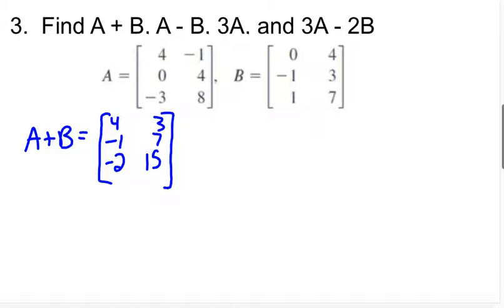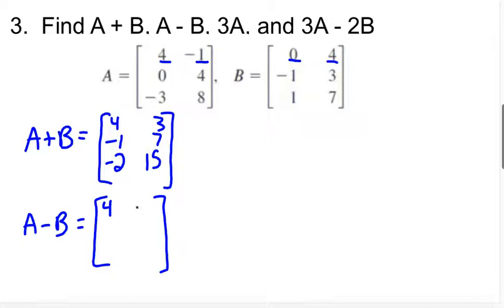Now the next thing that we want to find is A minus B. Okay, so we're going to do basically the same thing. Take this number minus this number. So 4 minus 0 is 4. -1 minus 4 is -5. 0 minus a -1 is going to be +1. 4 minus 3 is 1. -3 minus 1 is -4. And 8 minus 7 is 1.